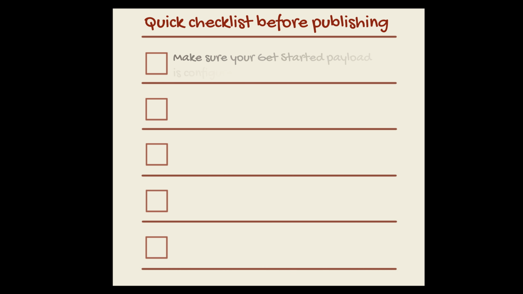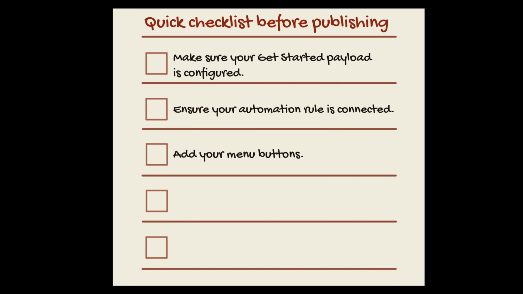Finally, here's a quick checklist before publishing. Make sure your Get Started payload is configured. Ensure your automation rule is connected. Add your menu buttons. Create Postback automation rules. And save your menu. And that's it.